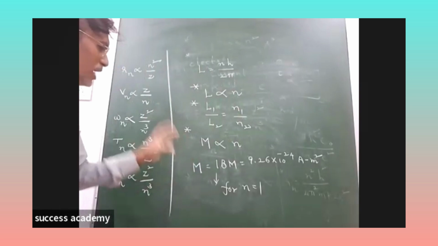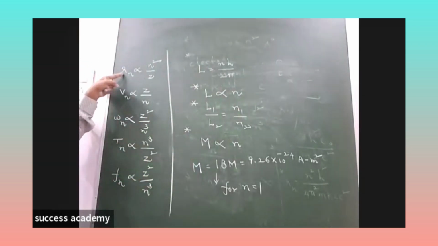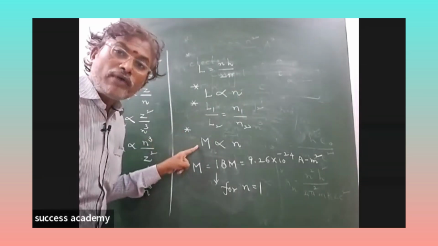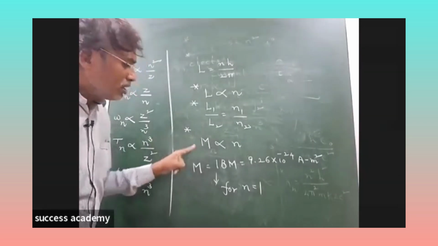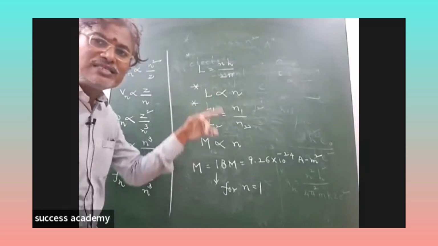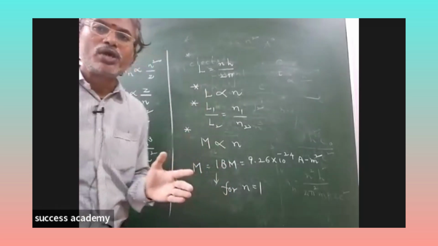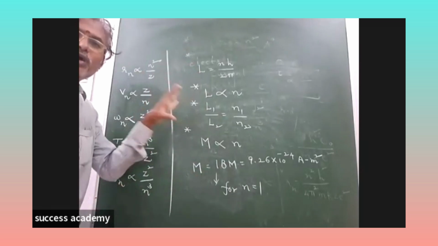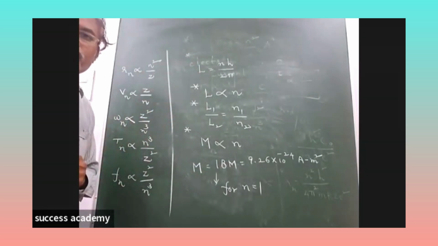Okay, so like this, radius of electron in the nth orbit, velocity of electron in the nth orbit, angular velocity of the electron in the nth orbit, time period of the revolving electron in the nth orbit, frequency of the revolving electron in the nth orbit, magnetic moment of the revolving electron in the nth orbit, and angular momentum of the revolving electron in the nth orbit. All these things are interlinked. Once we know this, then it is easy to do the numericals related to these type of problems. Okay.